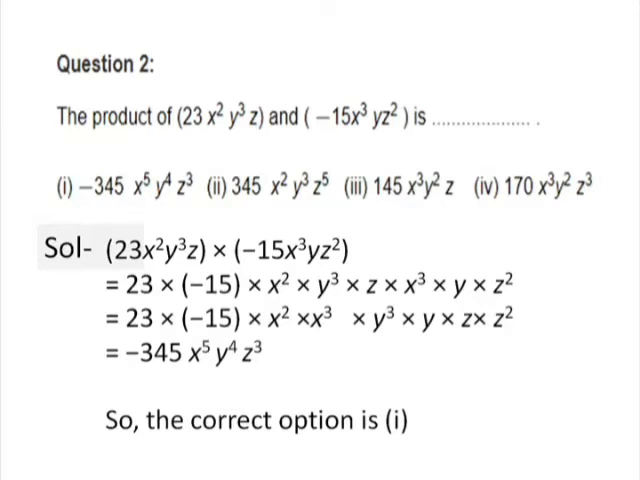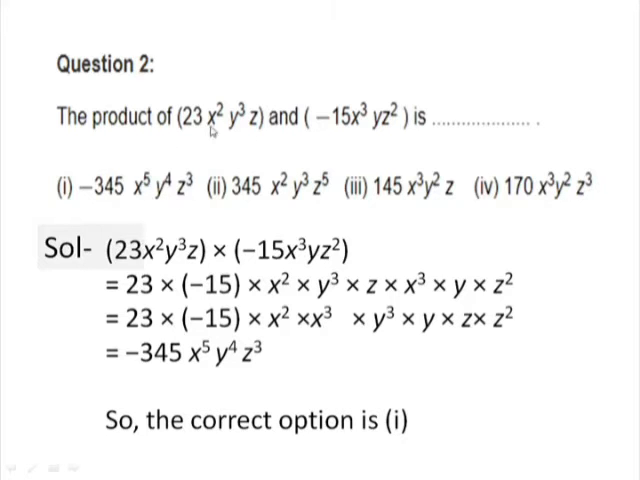Now, second example, the product of 23x square y cube z and negative 15x cube y z square is. Now here we have to find the product of these two monomials. For that, we will multiply them and we will find the answer. Here 4 options are given. We have to select the correct one and find the correct option.